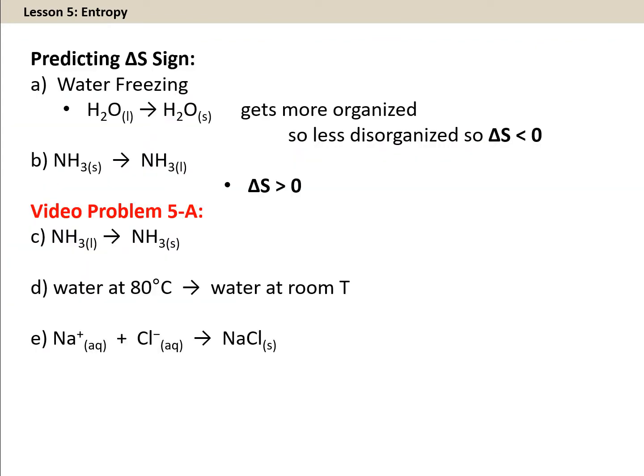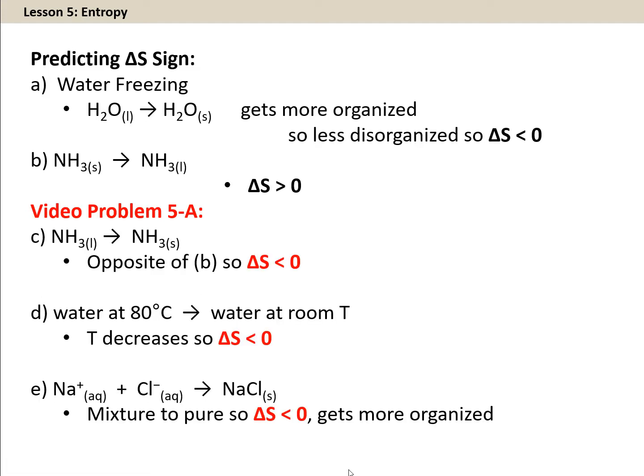All right, let's go through these on the screen. We said that C was the opposite of B, so delta S was negative. If I decrease temperature, I'll also get a negative delta S. And if I go from mixture to pure, I'm getting more organized, so my delta S will be less than 0. Okay, let's move on, and let's do one more problem.